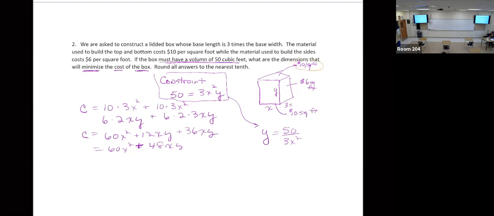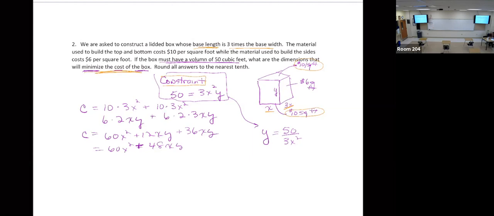That's an area measurement. The bottom is $10 per square foot, area measurement. They also told me the base length is 3 times the base width. So that's why I have 3x here and x here, and my height is y. If a box must have a volume of 50 cubic feet, there is your constraint. Volume equals length times width times height. Therefore, volume equals 3x squared times y. That has to equal 50. What are the dimensions that will minimize the cost? There's your optimization.